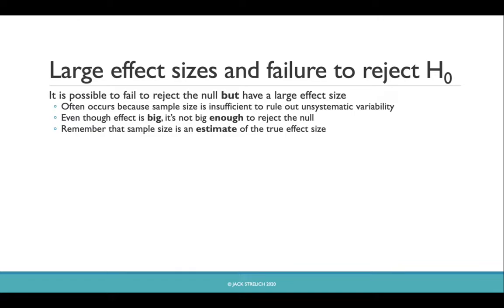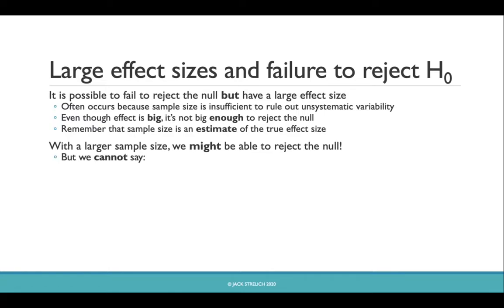So even if you find a large Cohen's d, if the overall test is not significant, that suggests that may have just been a fluke. It was large, but not larger than what we would expect due to chance alone. Now, if this occurs, it is possible that if we reran the same analysis with a larger sample size, we might be able to actually reject the null.